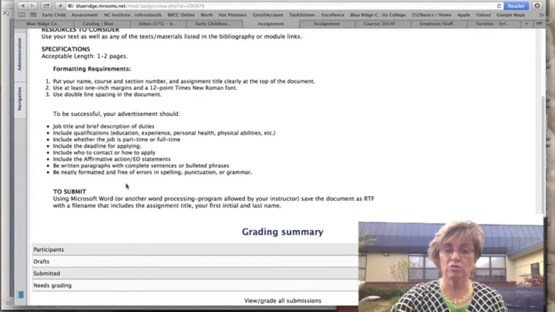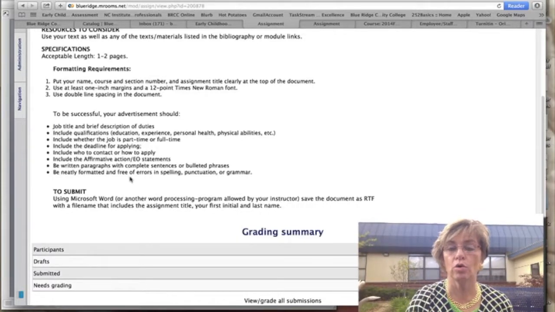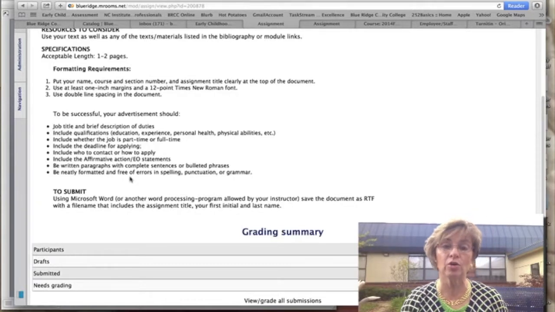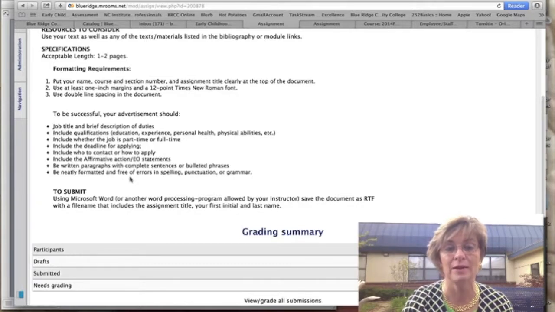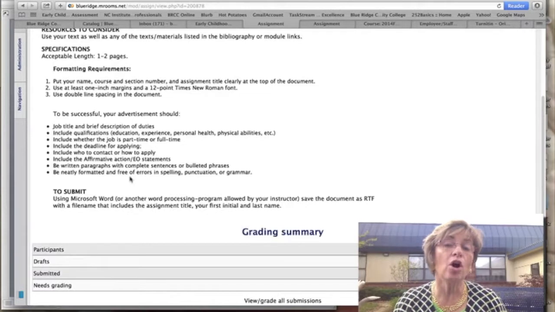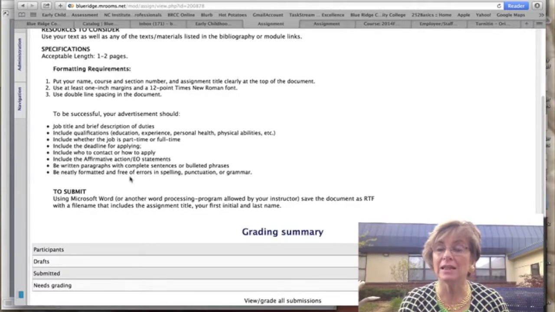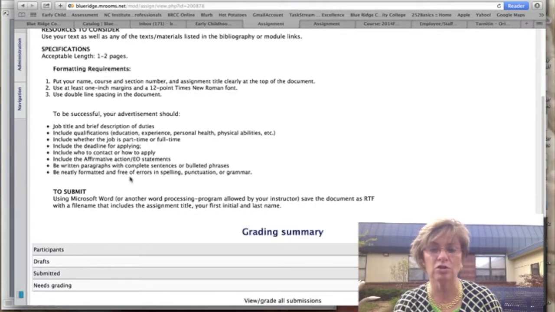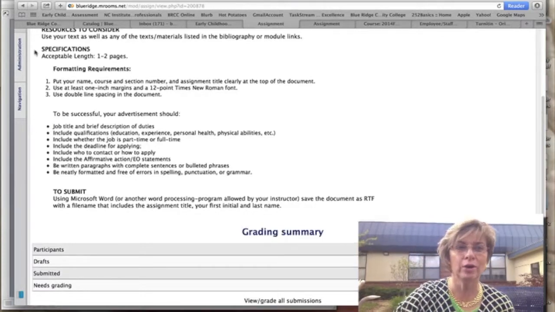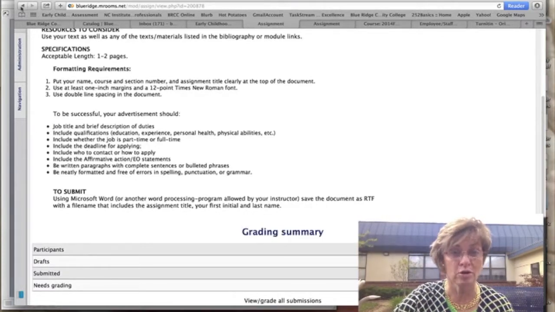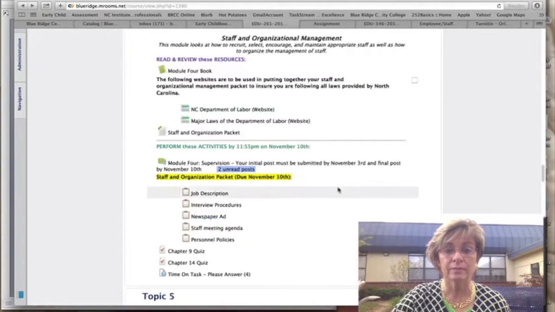And you make sure it's written in appropriate paragraphs or bulleted phrases depending on how you're going to set up that advertisement. Again, as with all other assignments, make sure it's neatly formatted and it's free of errors in spelling, punctuation, or grammar. So check over that very carefully. Proofread, or have someone else proofread for you, would even be better.